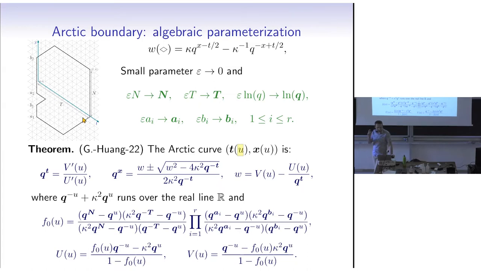So I made a slight change of coordinate system now. So now t and x are not as before. X is no longer being counted from the horizontal line. It's now counted from this sloped line, because somehow it's more convenient for our formulas. And then T and X are given by this kind of explicit thing. So Q to the T just rationally depends on everything. For Q to the X, you need to solve one quadratic equation. So there will be one square root, but other than that, everything is explicit in terms of these things. So that's the formula, right? So any questions about the statement of this theorem?